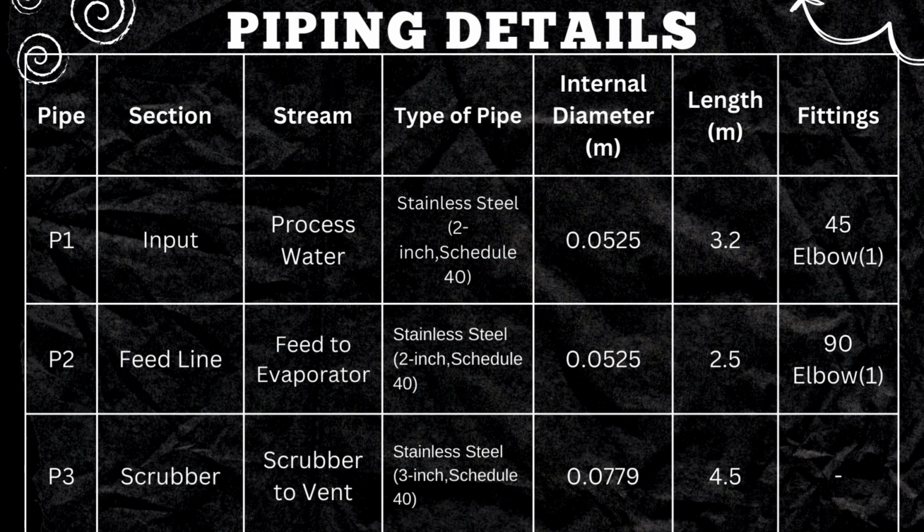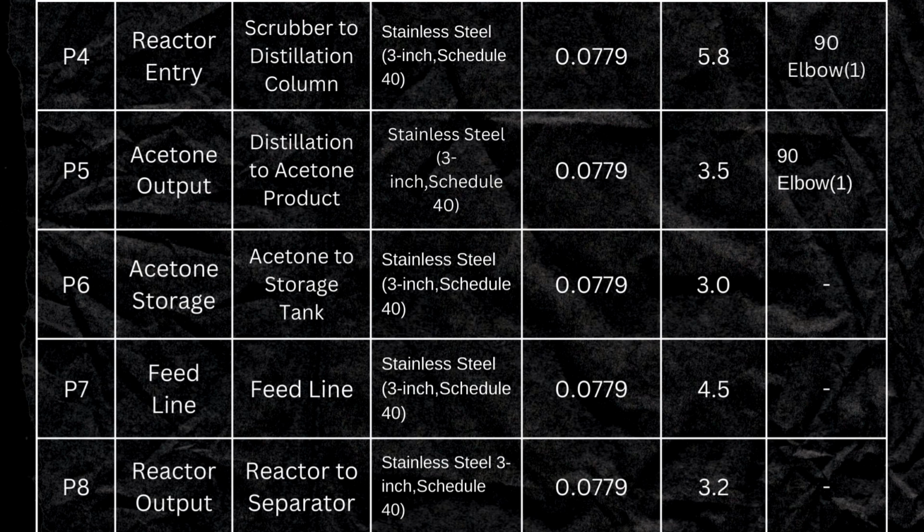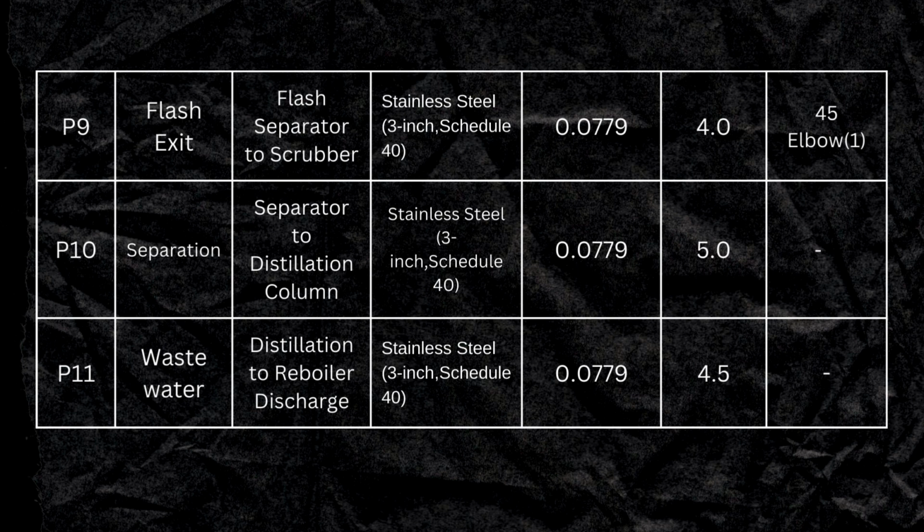For piping details, we have 11 pipes. For P1 and P2, we use the same type of pipe, which is stainless steel 2-inch schedule 40. For P3, the section is scrubber. The stream is from scrubber to vent. The type of pipe is stainless steel 3-inch schedule 40. For P4 to P11, we use the same type of pipe, which is stainless steel 3-inch schedule 40, and also the same internal diameter, which is 0.0779.